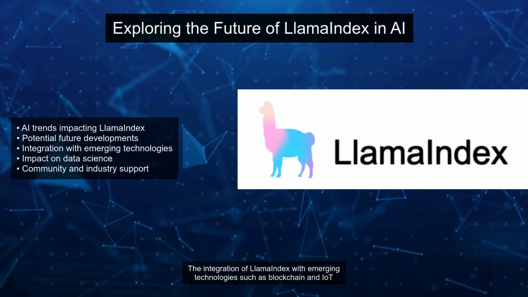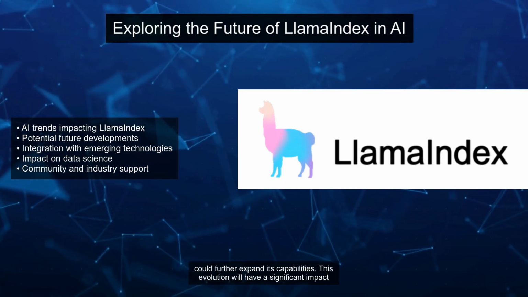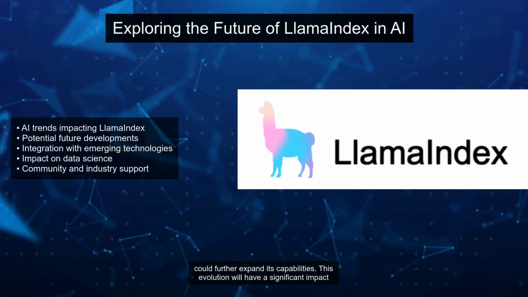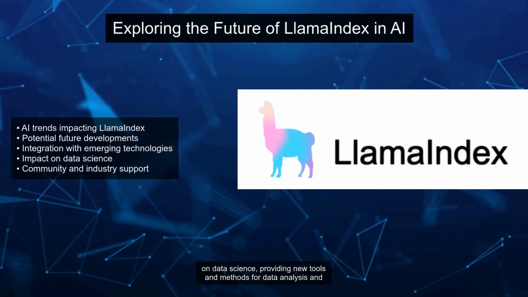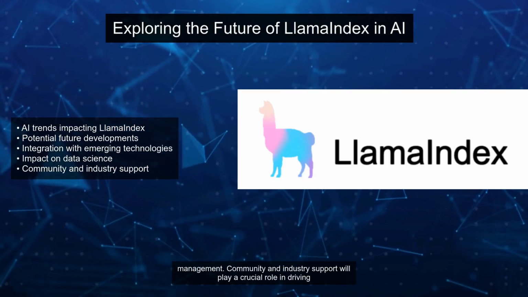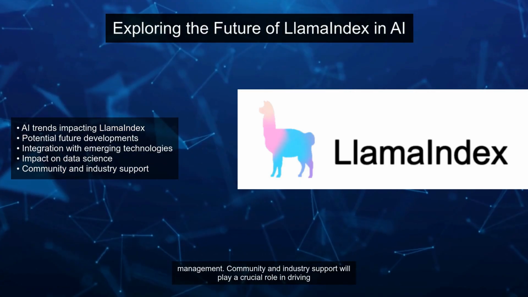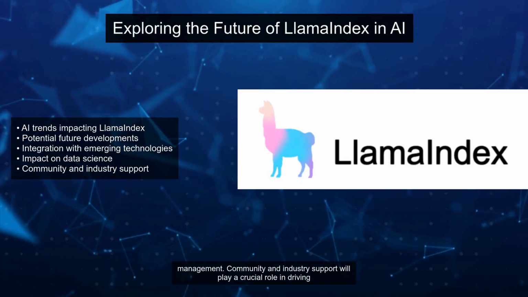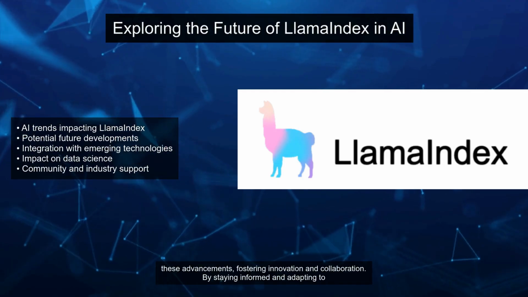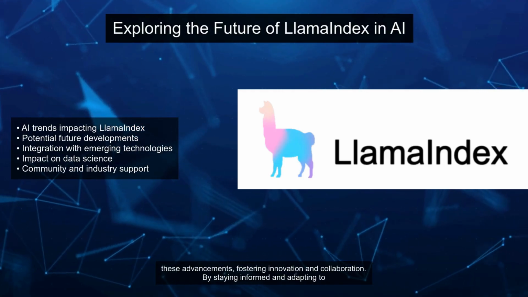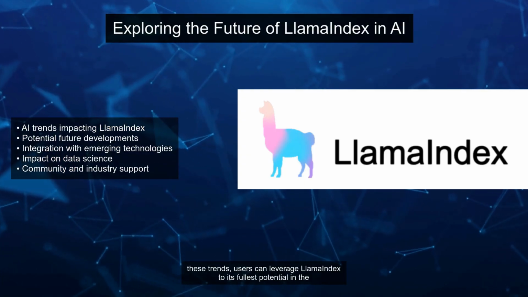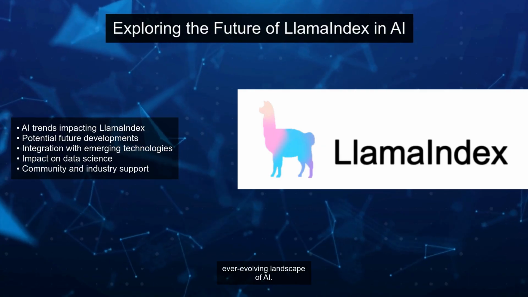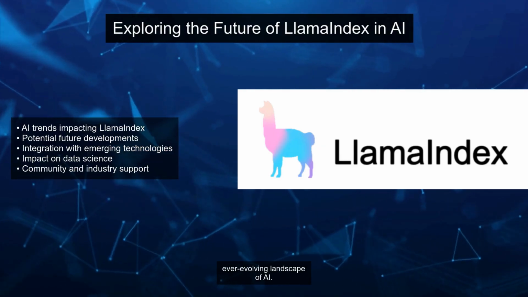The integration of LlamaIndex with emerging technologies such as blockchain and IoT could further expand its capabilities. This evolution will have a significant impact on data science, providing new tools and methods for data analysis and management. Community and industry support will play a crucial role in driving these advancements, fostering innovation and collaboration. By staying informed and adapting to these trends, users can leverage LlamaIndex to its fullest potential in the ever-evolving landscape of AI.